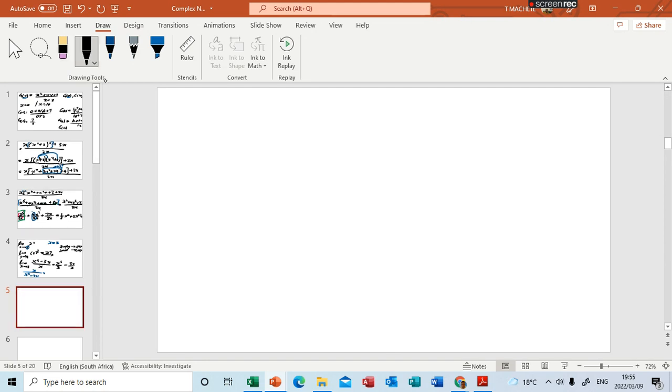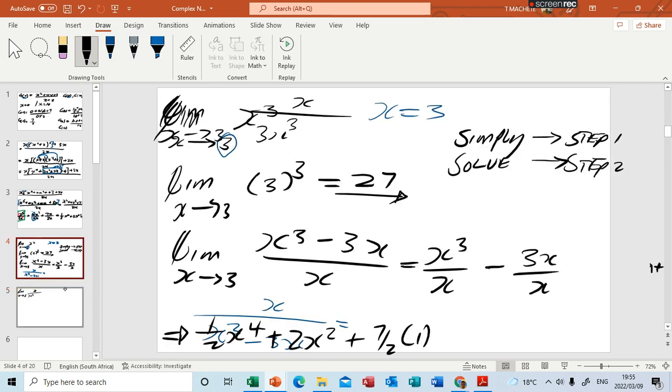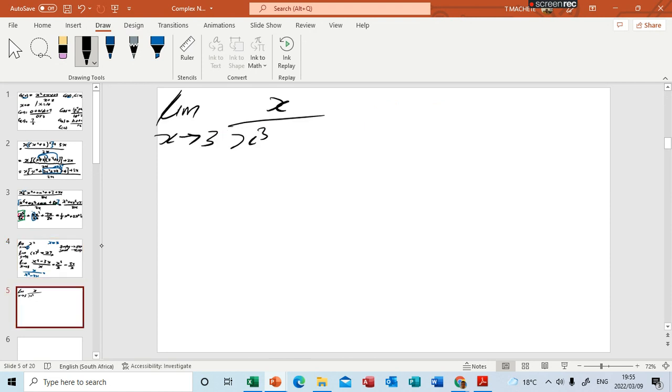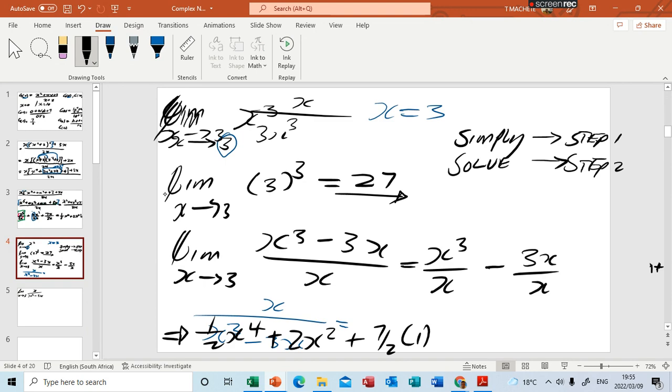Yeah, as I was saying, the next example that you're going to do is the one where you've got x on top and then x cubed minus 3x. That will be the next one.